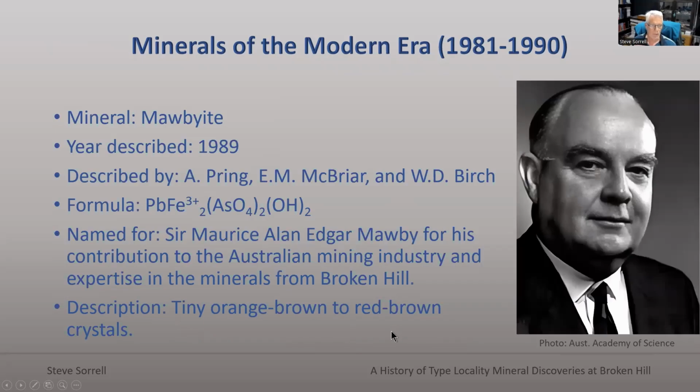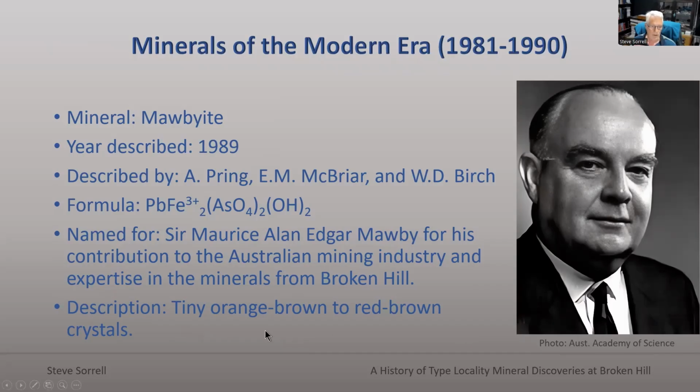Morbiite was the next one to be described, and this is the first of a number of minerals that are in an interesting sort of multiple series where you've got arsenates, phosphates, and sulfates that sort of fit in this area here. And you'll see a few other chemical formulas coming up soon that are quite similar to this one as well. So this was named for Maurice Morby, and he was really well known in the mining industry, particularly from Broken Hill perspective.